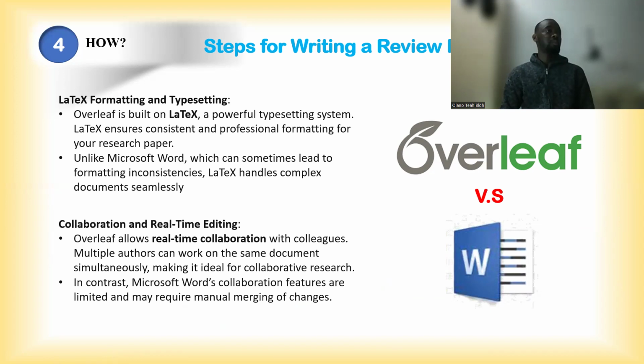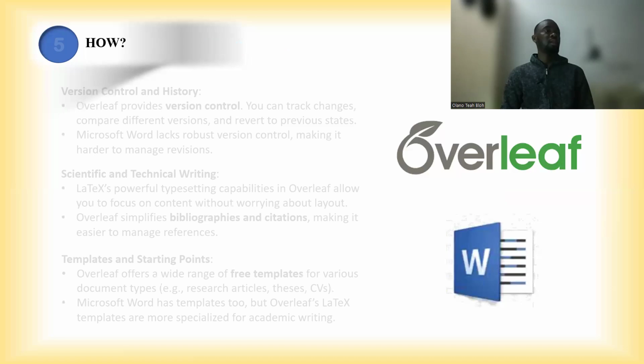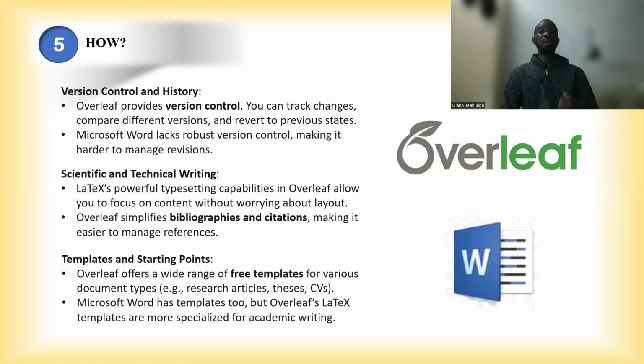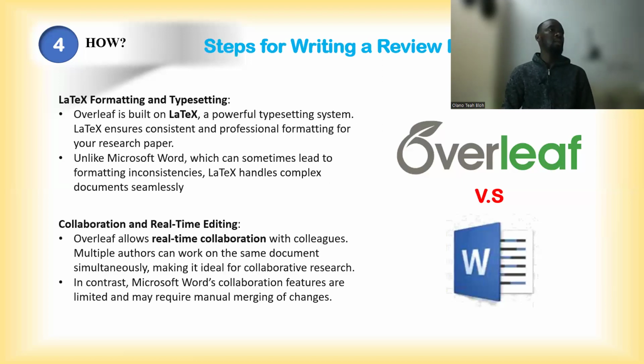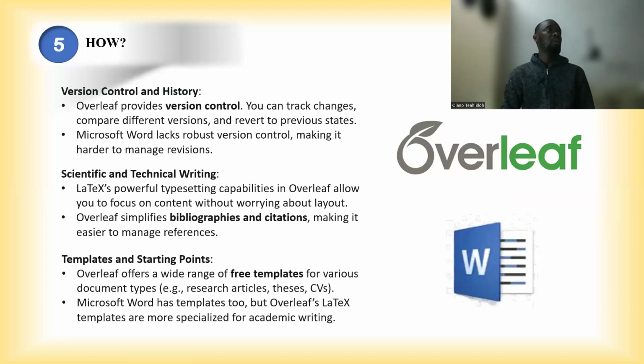Collaboration in real time, we talk about that shortly. You can also collaborate with other authors as well. Microsoft Word has a limited version of that because it's something that you have to install on your computer. And if you want other authors to collaborate on your paper, it's just a whole lot of process using Microsoft Word for collaboration and real-time editing. The next thing is version control and history. Overleaf provides version control. You can track changes as well, compared to Microsoft Word, which lacks robust version control.